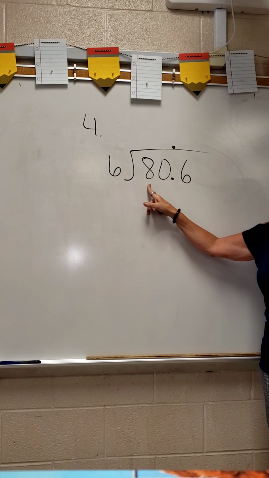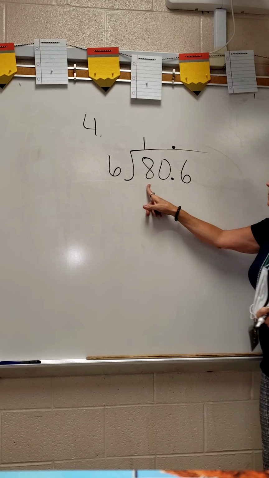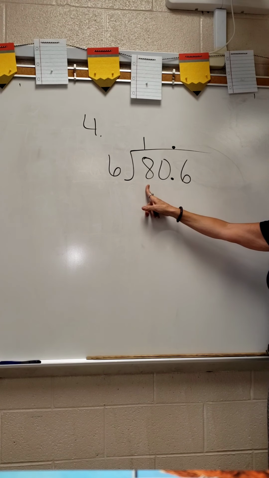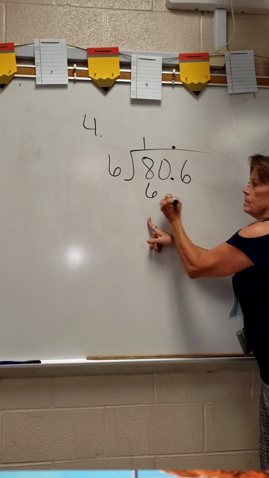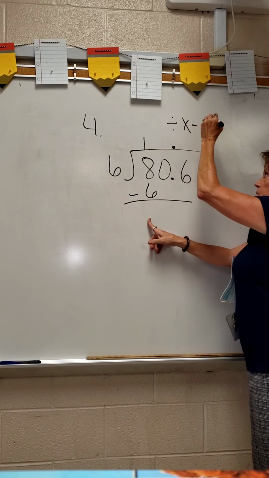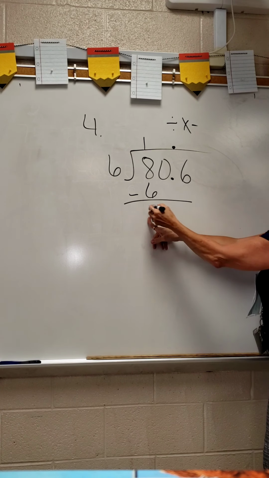6 goes into 8. 1 time. Well, I'm still where my finger is. That's where we don't put anything over here yet. Then 1 times 6. 6. Then what do we do? You subtract it, you get 2. Don't forget your divide, times, and subtract. Okay, when we subtract, we get 2.